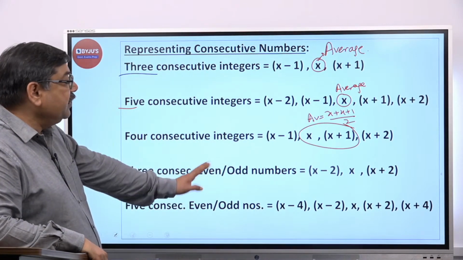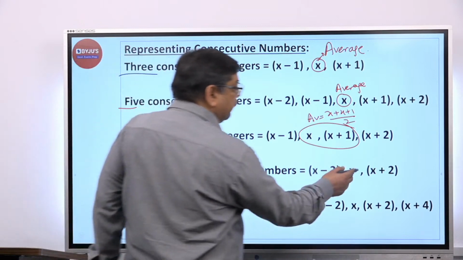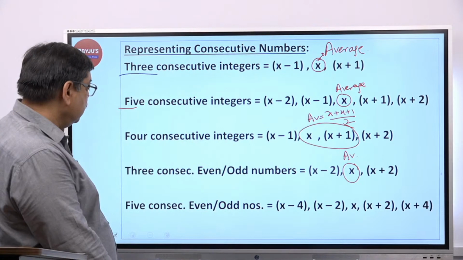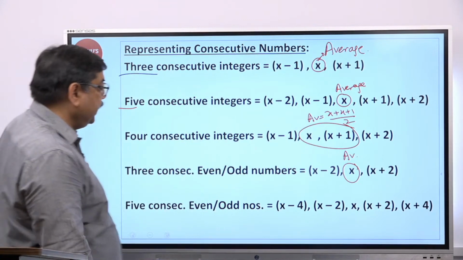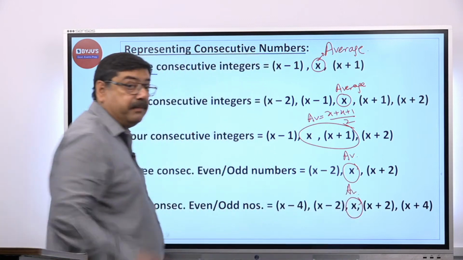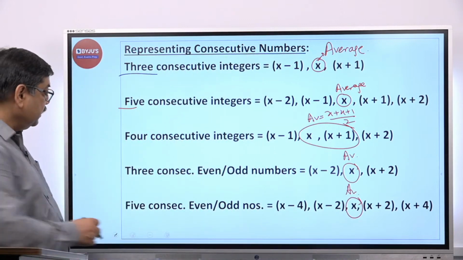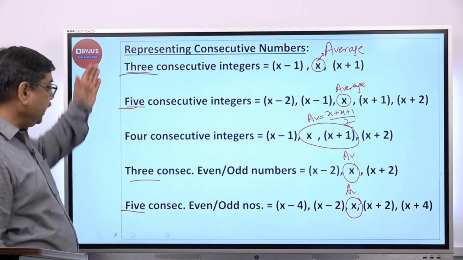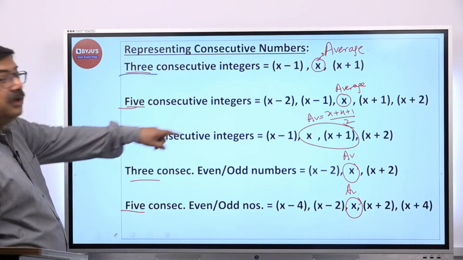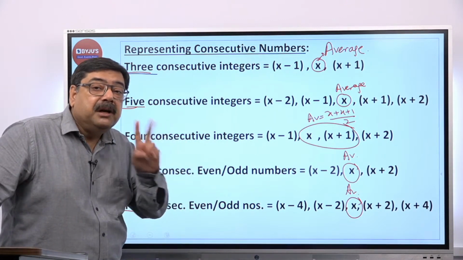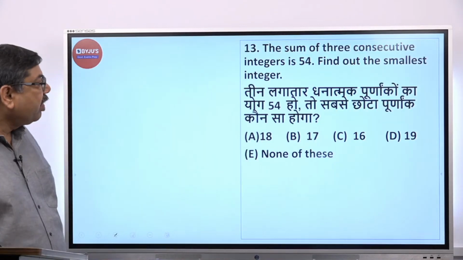3 consecutive even or odd numbers, again, this is the average, the middle number. 5 consecutive even or odd numbers, again, the middle one here is the average, just remember that. When we have an odd number of numbers, 3, 5, the middle one is the average. For an even number of numbers, you always take the average of the middle 2 numbers.